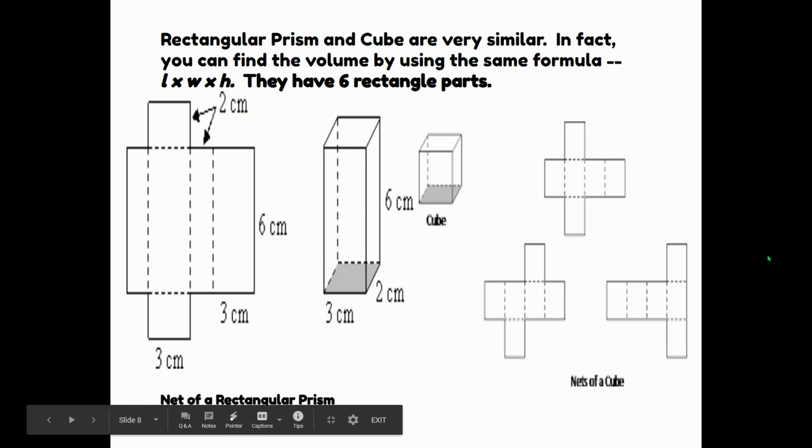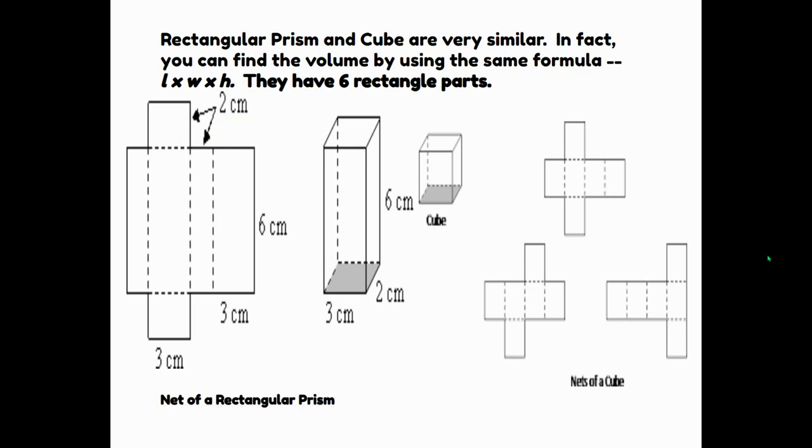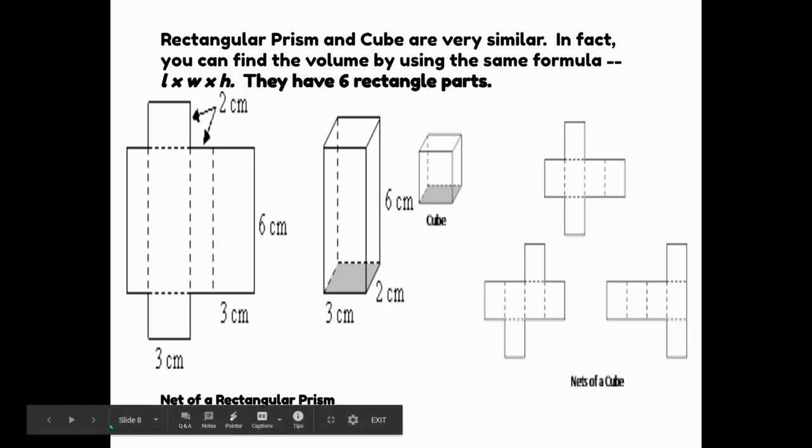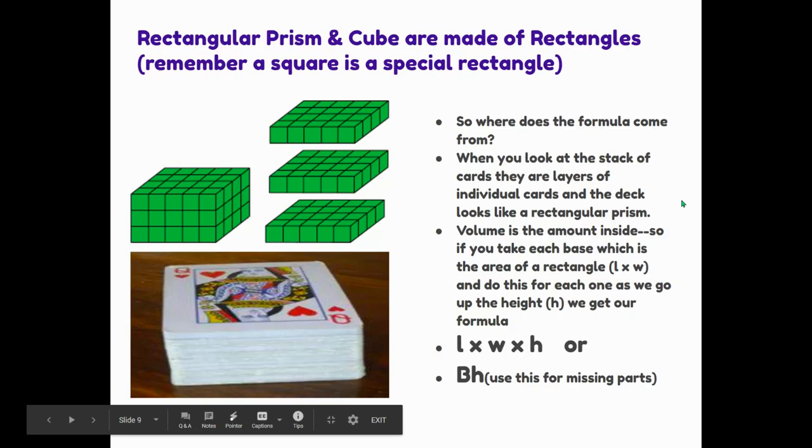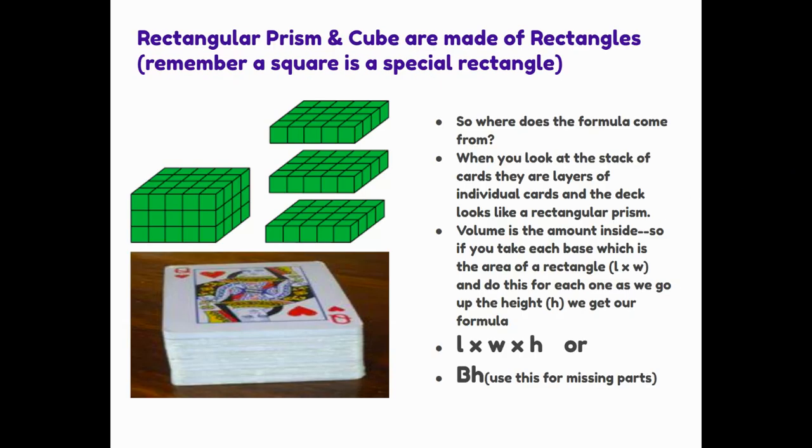A rectangular prism and a cube are very similar. In fact, you can find the volume by using the same formula for both, length times width times height. And they have 6 rectangular parts. All right, a rectangular prism and a cube are made of rectangles. So remember, square is just a special rectangle. We learned that from classifying quadrilaterals.